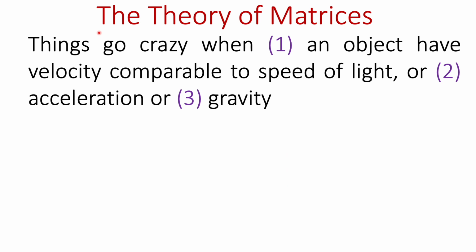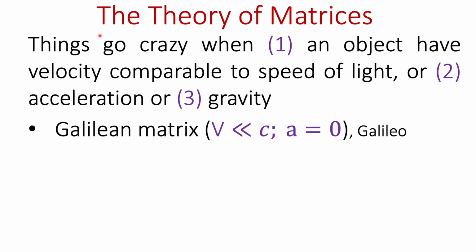In this video, I'm going to talk about the special theory of relativity as the theory of matrices. As we all know, things go crazy when an object has a velocity comparable to the speed of light, or it is experiencing some acceleration or gravity. When an object has a velocity much smaller than the speed of light and there is no acceleration, then we can use the Galilean matrix to change from the reference frame to the moving frame.